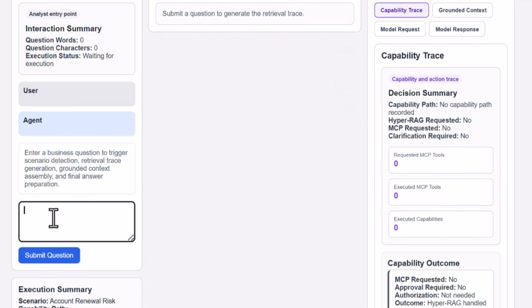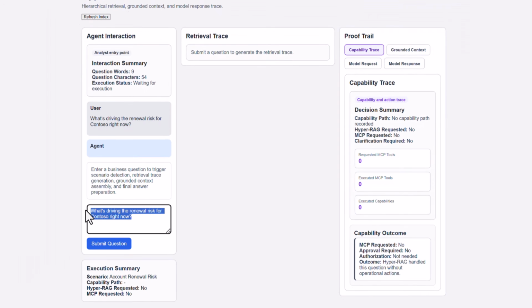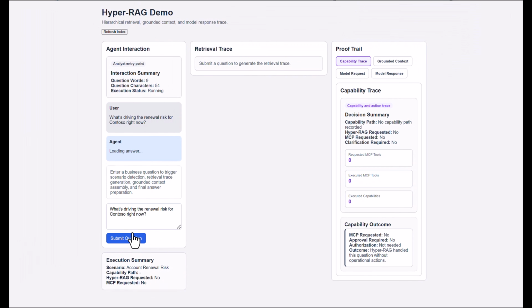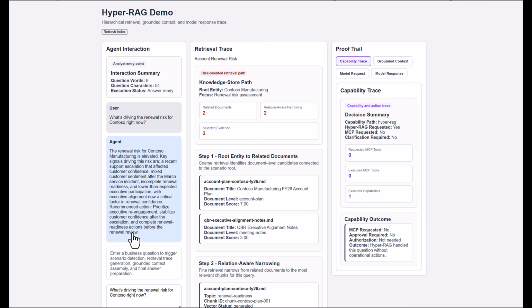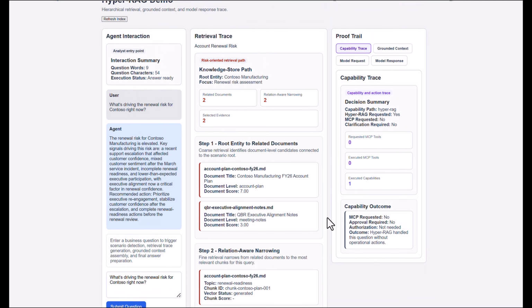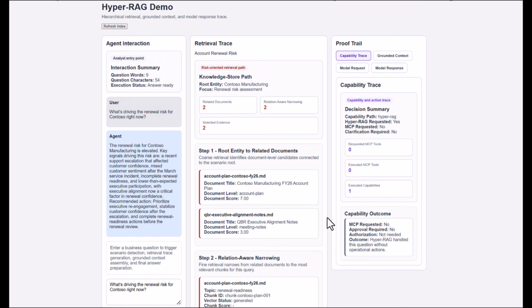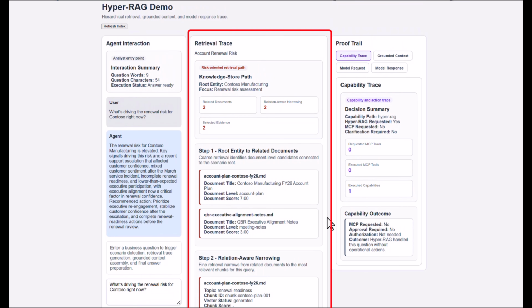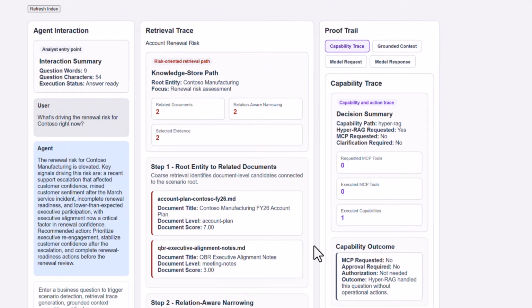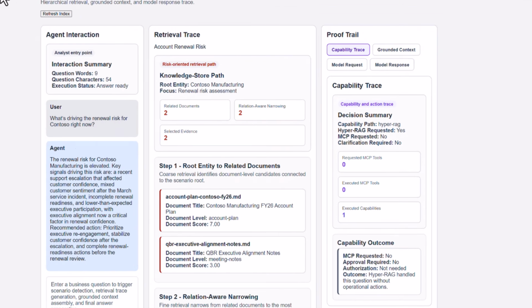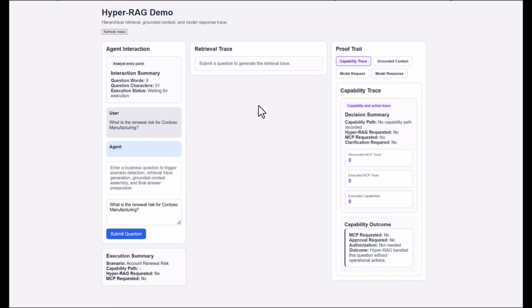Our first question is, what's driving the renewal risk for Contoso right now? This is the cleanest case. The user is only asking for an explanation, so we expect the system to stay entirely inside the Hyper-RAG flow. And that is exactly what we see. The system explains the renewal risk. The retrieval trace shows how the evidence was selected and grounded, and the proof trail confirms that MCP was not requested. Now let's move into a case where the system does more than explain.